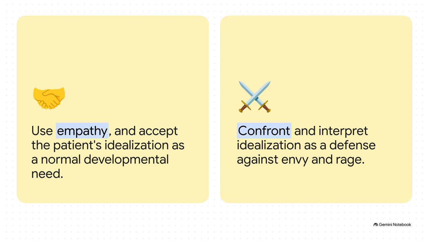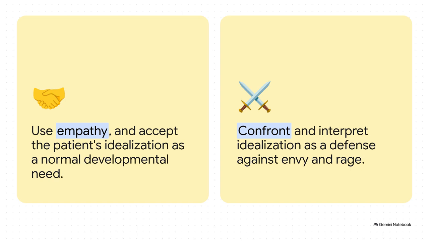These differing theories dictate vastly different approaches to what you should actually say to the person sitting across from you. Kohut advises you to use empathy as your absolute cornerstone. You must accept the patient's material at face value to avoid repeating the parent's failures. If the patient idealizes you, accept it as a normal developmental need for psychic structure.